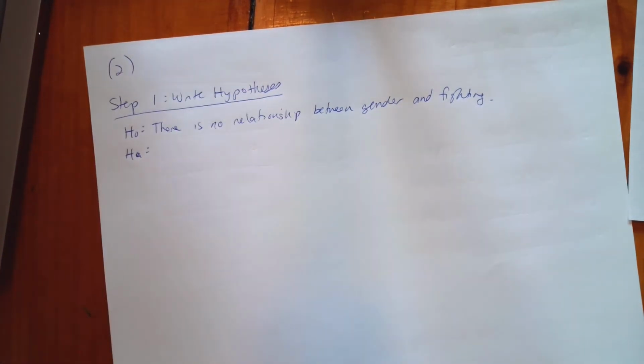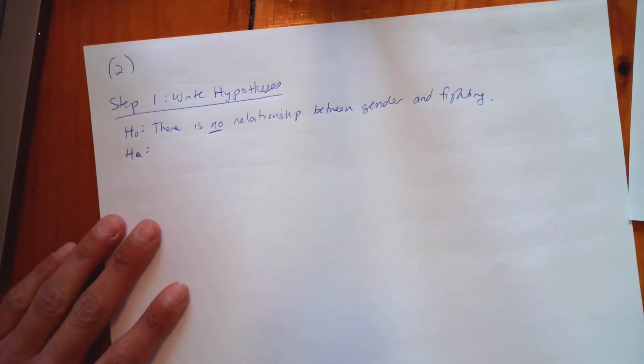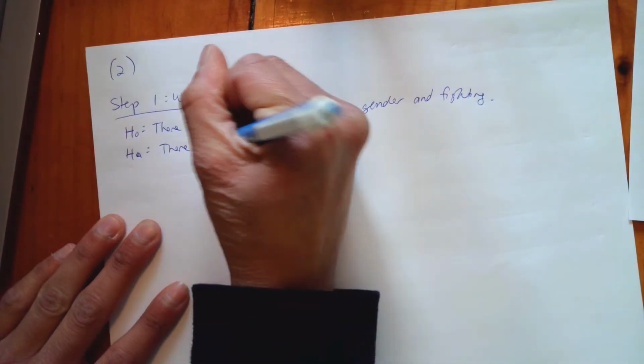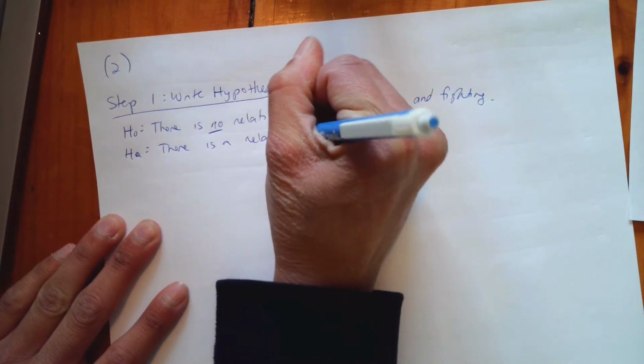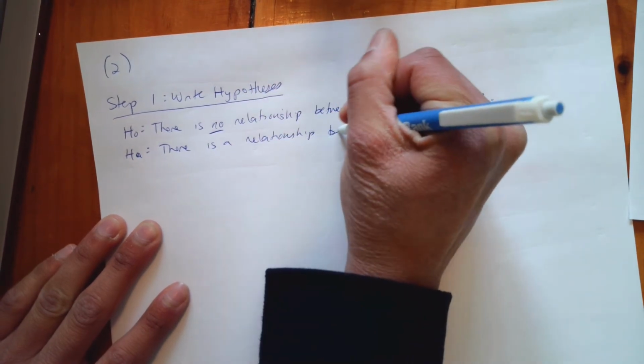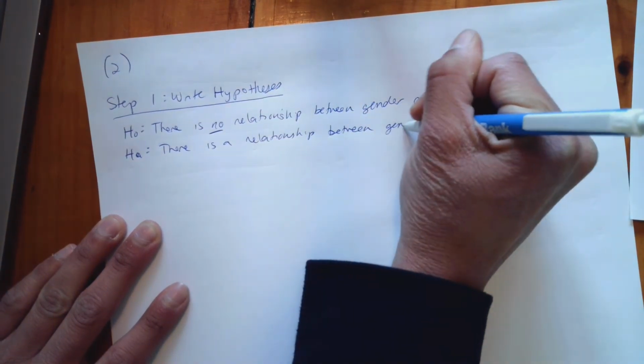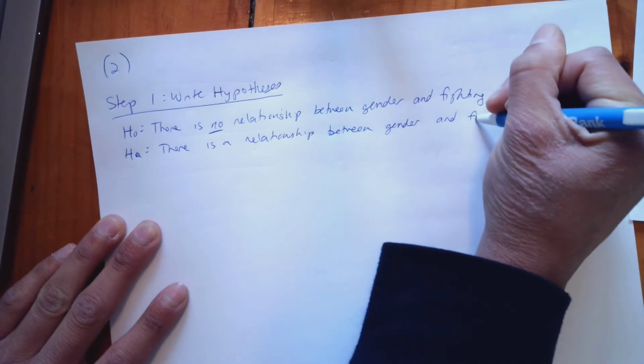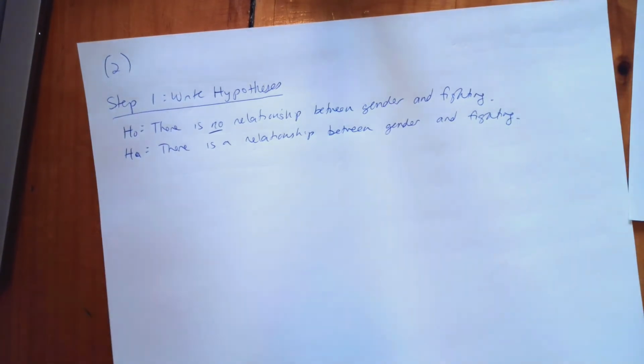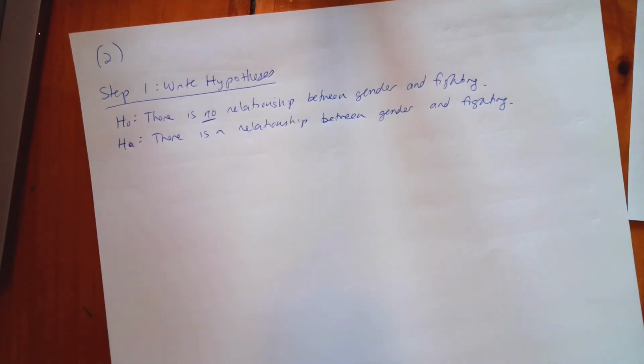Our alternative hypothesis then is going to be the opposite of that, which is that there is a relationship between gender and having been in a fight. So we'll say there is a relationship. So if we reject the null hypothesis, we'll be rejecting the idea that there is no relationship between gender and fighting. And we'll have evidence that points us in the direction of thinking that there is a relationship between gender and fighting.